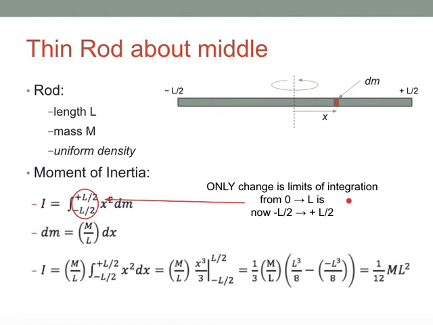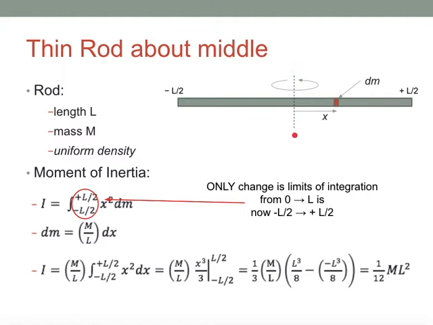Now, other thing we can do is spin it around the middle. Notice the moment of inertia depends on the axis of rotation. It's not defined for an object. It's defined for an object and the axis we're spinning it around.